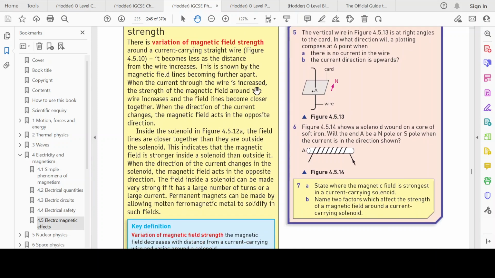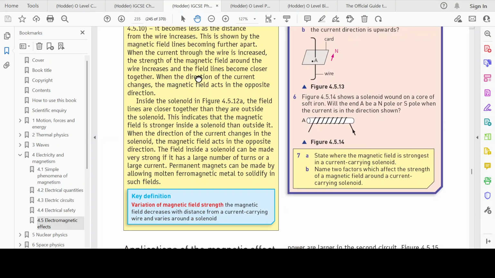When the current through the wire is increased, the strength of the magnetic field will also increase. So more current means stronger magnetic effect. And when there's a stronger magnetic effect, the field lines become closer together. When the direction of the current changes, the magnetic field acts in the opposite direction. Also makes sense because we are determining the direction of the magnetic field based on the direction of the flow of current. If the current is flowing in the opposite direction, the magnetic field will also change.